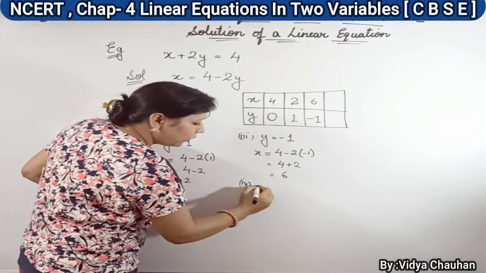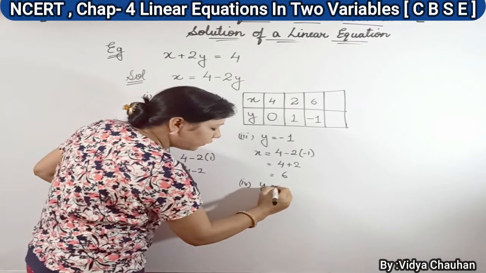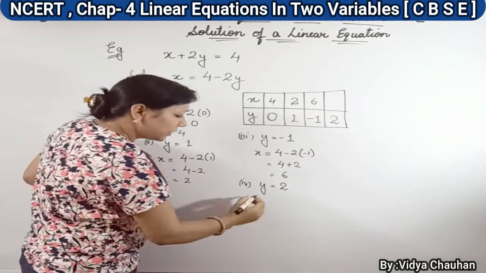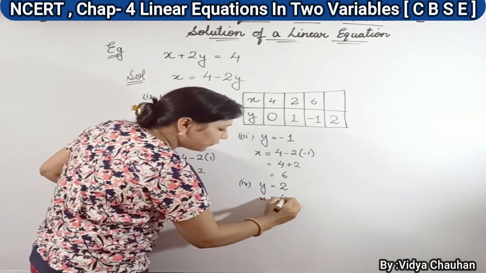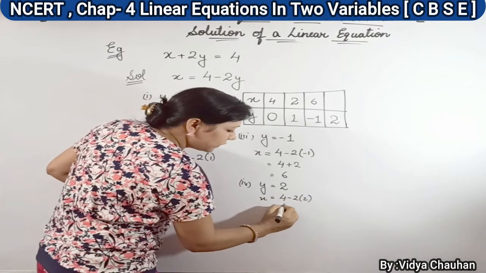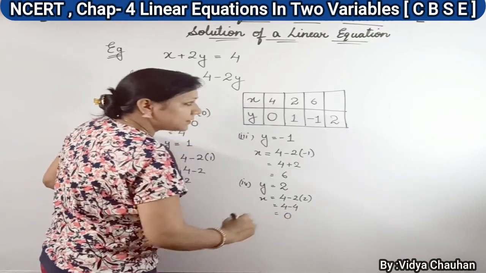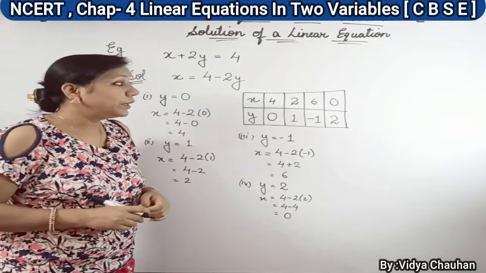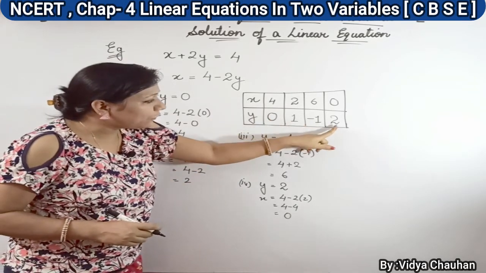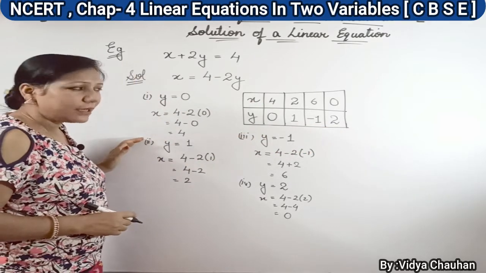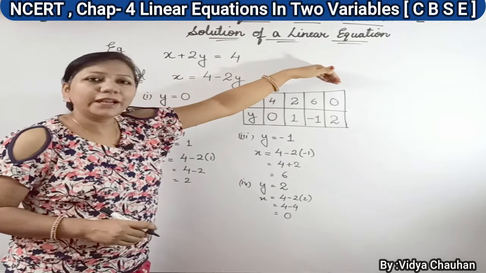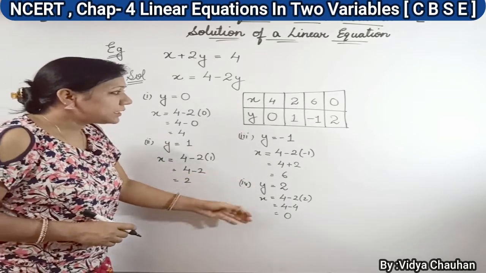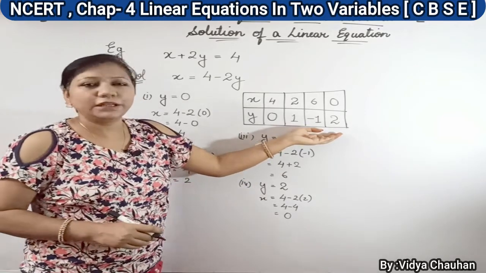Now, let's take one more value, y equals 2. So x equals 4 minus 2 into 2, which is 4 minus 4, and the answer is 0. So when y is 2, the value of x is 0. These values of y which we have chosen from our side, and the results we get for x after solving the equation, are called the solution of a linear equation.